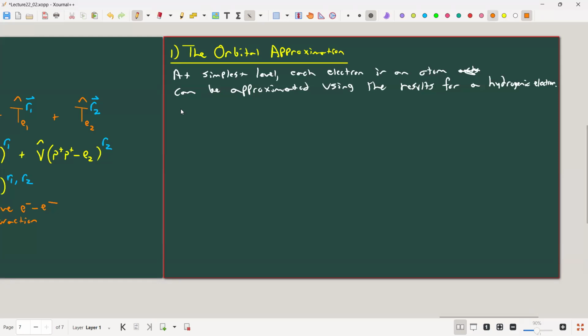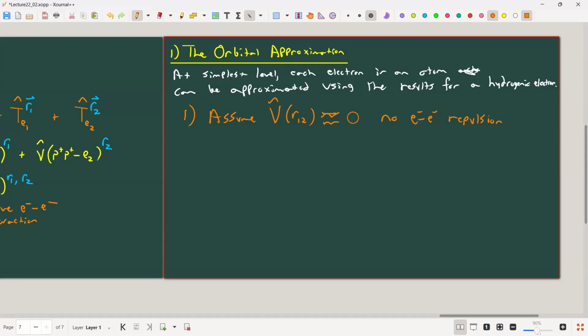So what we're going to do first is assume the potential energy, which is a function of the distance between the electrons, is effectively 0. So no electron repulsion. We're going to finish this slide up and then we're done. Easy calculation.